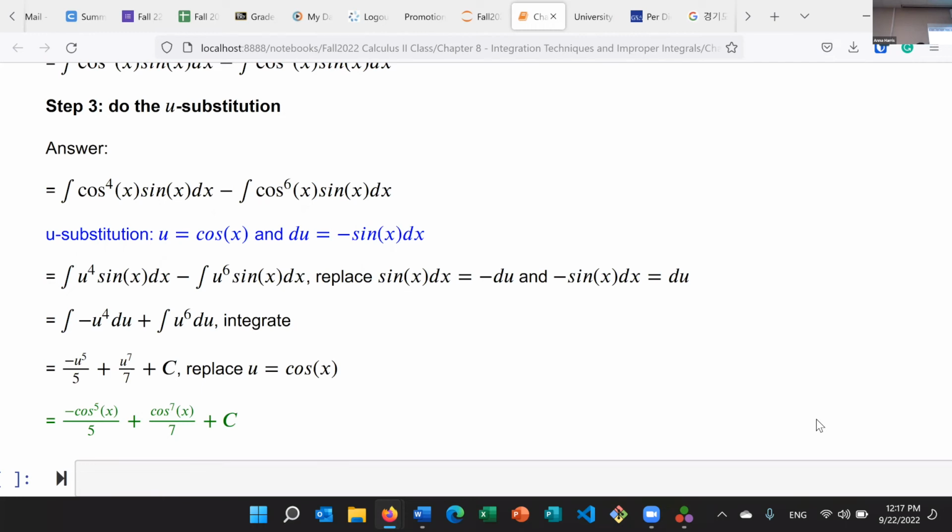So now just do the simple what? Power rule. Then you get u to the 5th divided by 5, u to the 7 divided by 7 plus 6. Now you just put it back and do substitution. You get negative cosine to the 5th power divided by 5 plus cosine to the 7th power divided by 7 plus 6. And you're done.